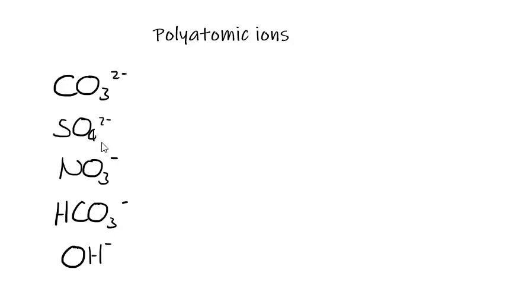So these are all negative ions, and the way we name these, they normally end up with an "ate". So an "ate" indicates that there's an oxygen involved, or multiple oxygens involved. So this is called carbonate. This is called sulfate.